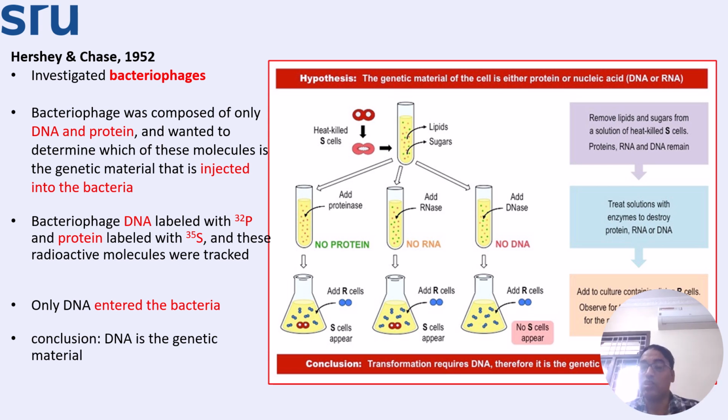So why have they chosen these only? Because these elements are specifically present in DNA and protein, like no other thing. Other elements are present in these molecules too. So this finally confirmed that DNA is the genetic material. Okay, understood?